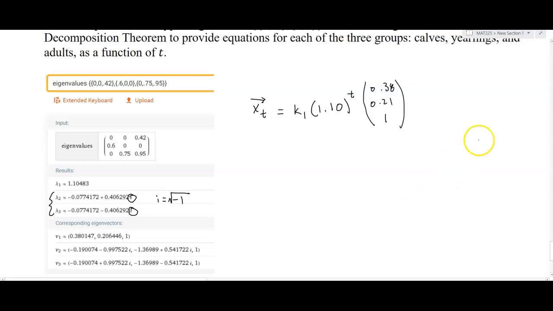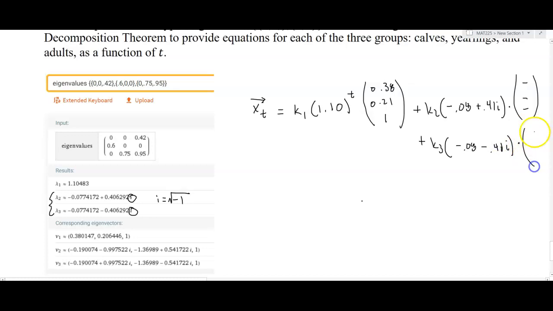You know, we could start to write plus k2 times the eigenvalue, which is -0.08 plus 0.41i times v2, right? And it's going to have its 3 components, and then do plus k3 times the third eigenvalue, which is -0.08 minus 0.41i times the eigenvector 1, 2, 3.